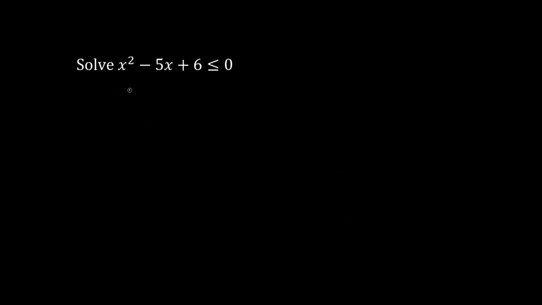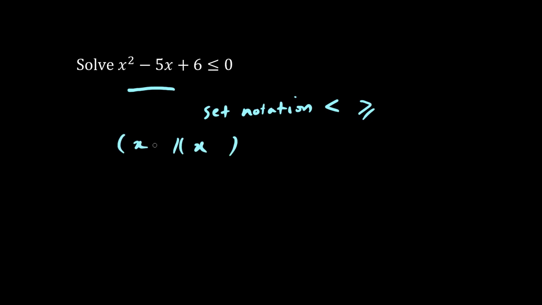Let's solve this quadratic inequality using set notation. So the key is we're going to use inequality symbols that look like alligator brackets. Let's factor this trinomial. We have x minus 2 and minus 3. Negative 2 times negative 3 is positive 6, and these numbers add to be negative 5. And we get the quadratic is less than or equal to 0.